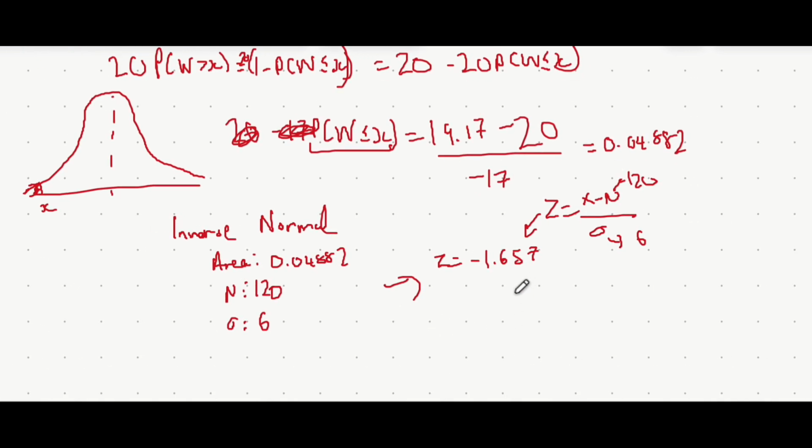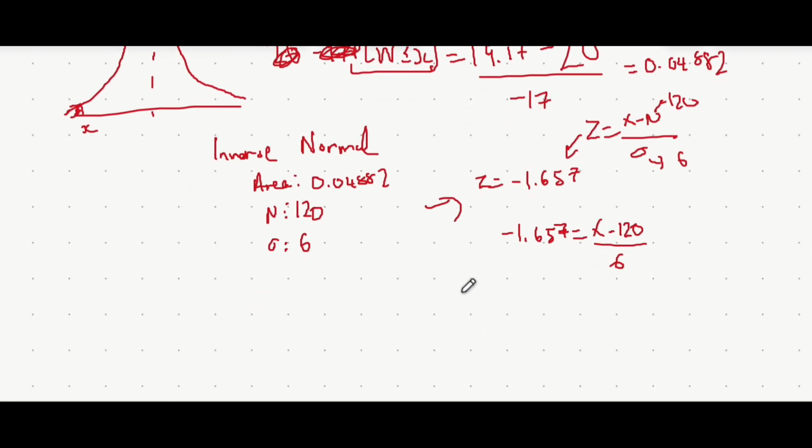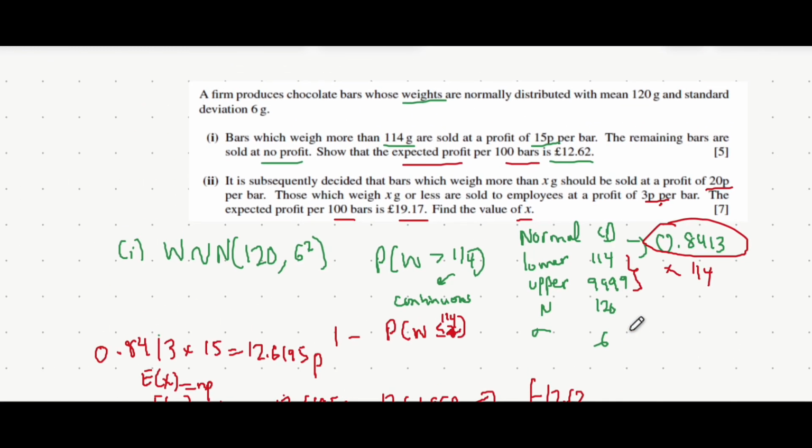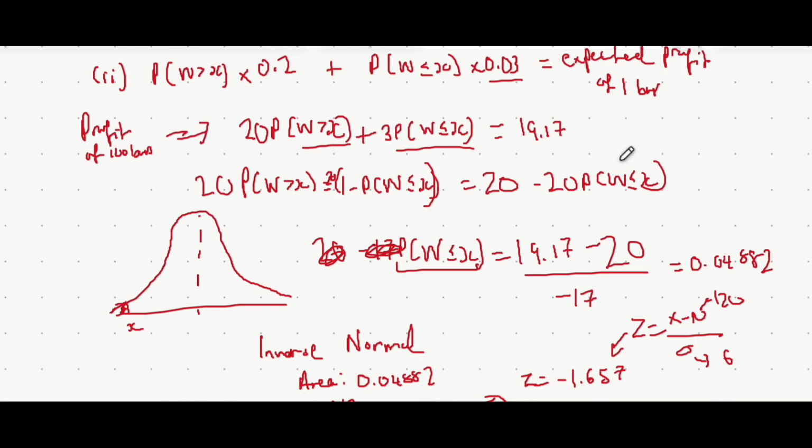So in our case, we say minus 1.657 is equal to x, take away 120, all divided by 6. Multiply both sides by 6, and then add 120 to both sides. So we get minus 1.657 multiplied by 6, all plus 120 is equal to x, which in this case is equal to 110. And that's your final answer to this very difficult A-star level question.